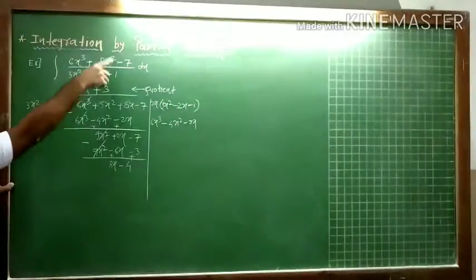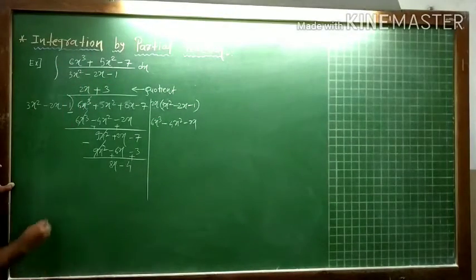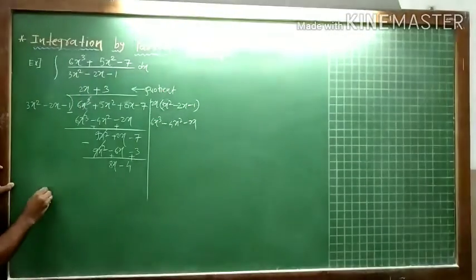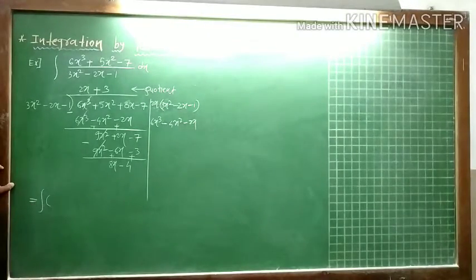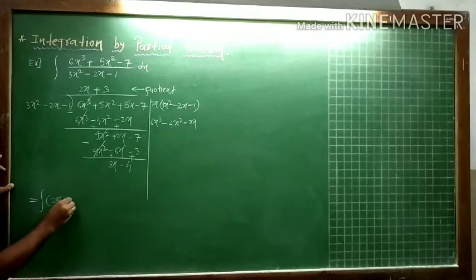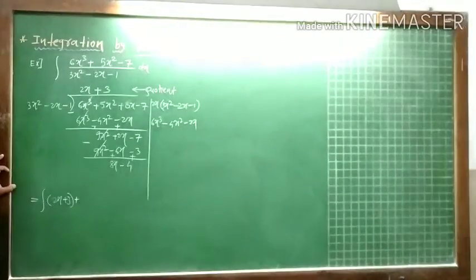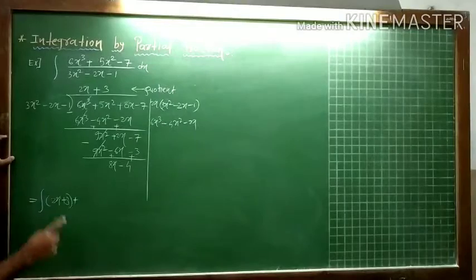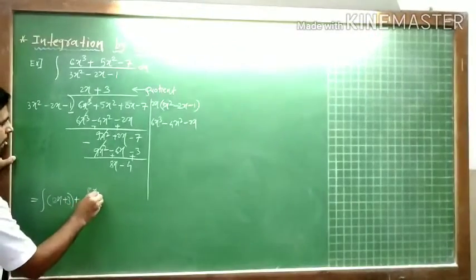So how will you write this expression into rearranged form? Into rearranged form, the first term is your quotient. Correct? What is the quotient? The quotient you got is 2x plus 3. Then write plus the remainder. What is the remainder? 8x minus 4.